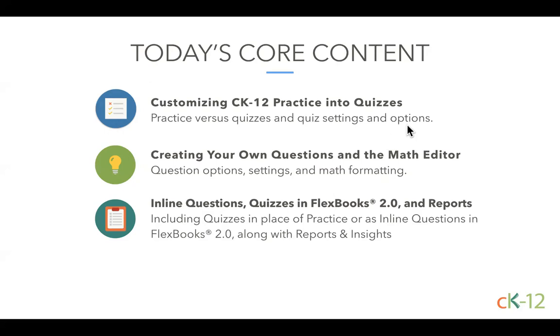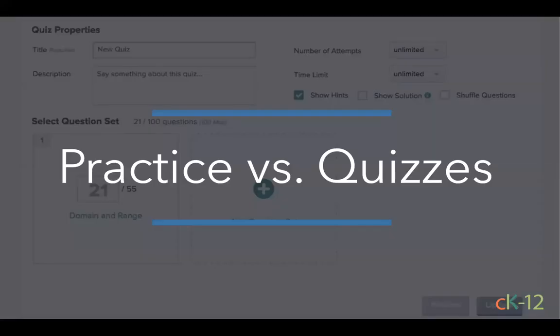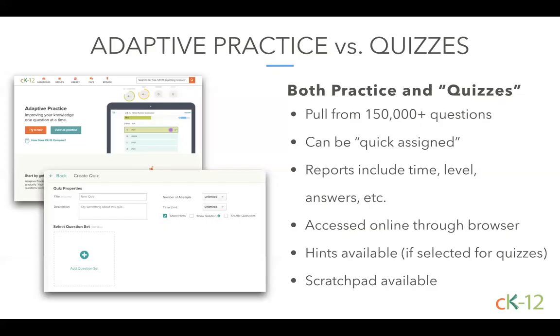So let's go ahead and move on to the difference between CK-12's adaptive practice and customized quizzes, because they're a little bit different. Let's talk about the similarities between the two first. So both our adaptive practice system and our quizzes pull from CK-12's database of 150,000 questions. These are primarily in the areas of math, science, and spelling.